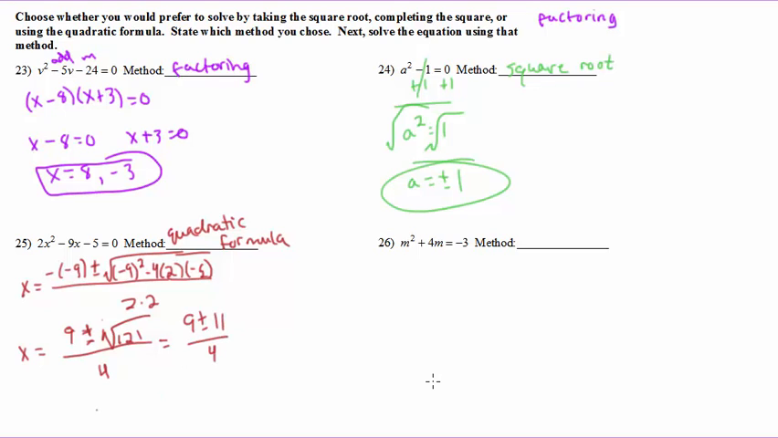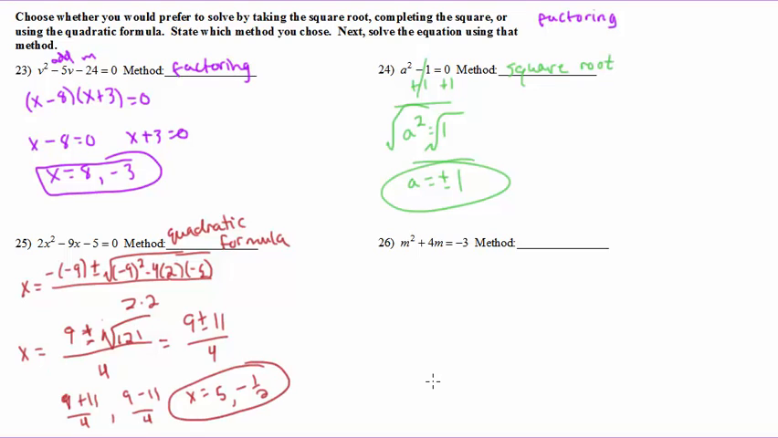And so I'm doing 9 plus 11 over 4 and 9 minus 11 over 4. So my answers are 20 over 4, which is 5, and negative 2 over 4, which is negative 1/2.